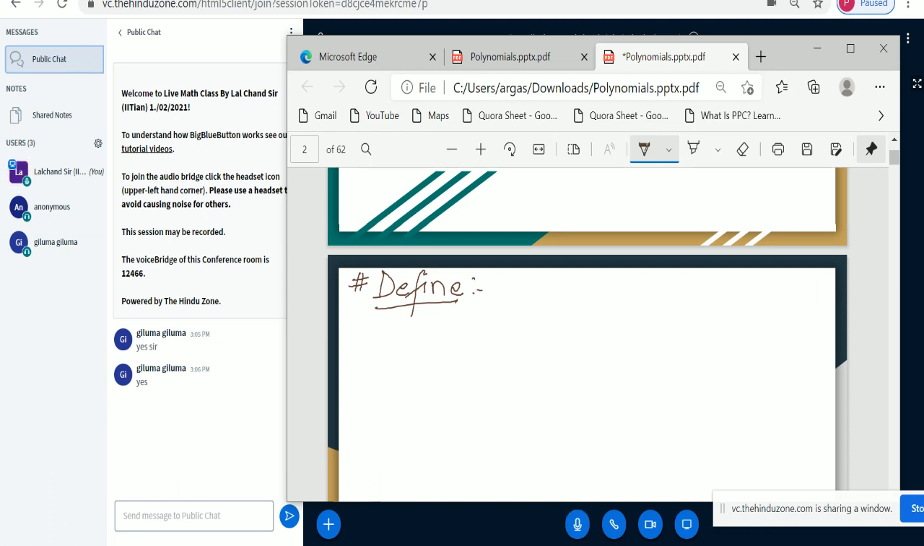From the language part, which language do you prefer? Completely English mode, or maybe a mix of Hindi and English? Which language are you comfortable with?